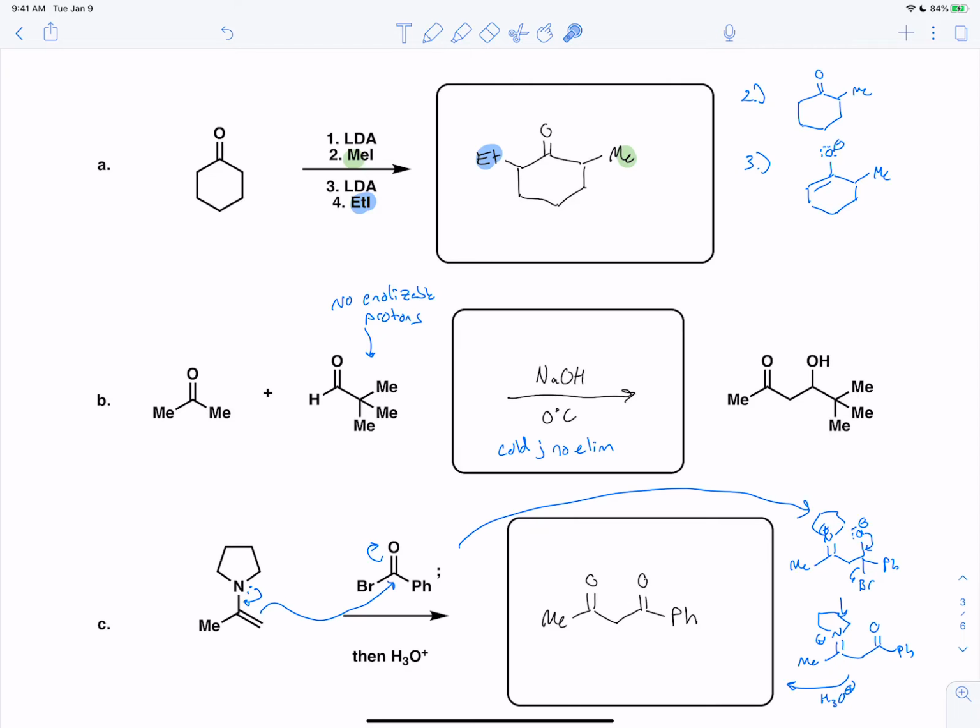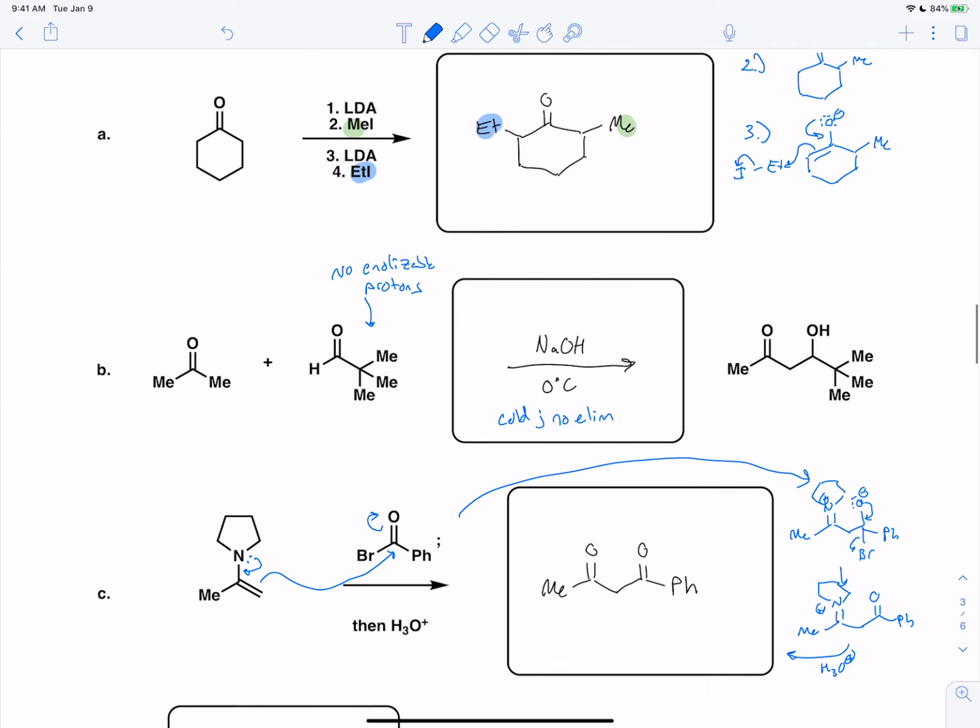Then we're going to react number 2 with LDA again, and now it's going to take the hydrogen on the other side of the ketone. That's because it's less sterically hindered. We will make this enolate, and it will be able to react with ethyl iodide afterwards. So this again is just an SN2-like reaction on the ethyl.